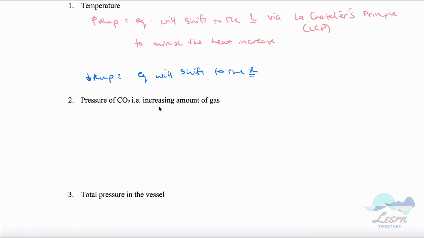Now we're going to talk about carbon dioxide or gases in general, right? Increasing the amount of gas. And when we increase the amount of gas, we say that's increasing the partial pressure of CO2, okay? So when we say increasing the pressure of gas, that's essentially increasing the partial pressure of the gas, which was CO2 in this case, right? Because you're just adding in more CO2. You're not changing the pressure of the entire system, which we'll look at in a sec. You're just changing the pressure of CO2. So it's adding in more CO2, increasing the partial pressure of CO2.